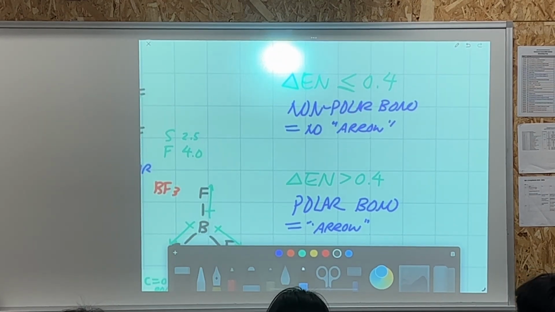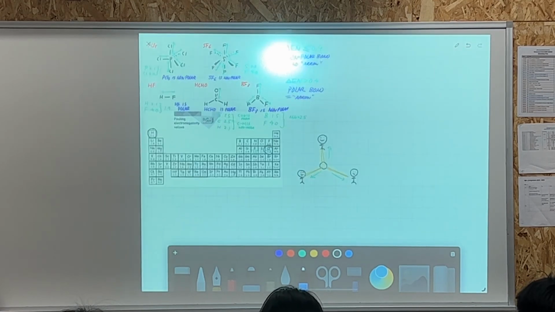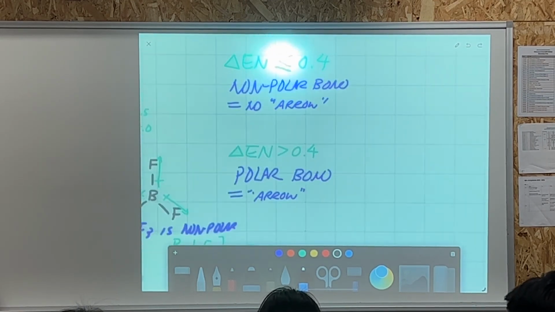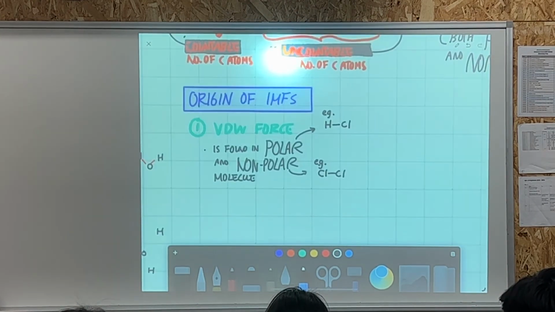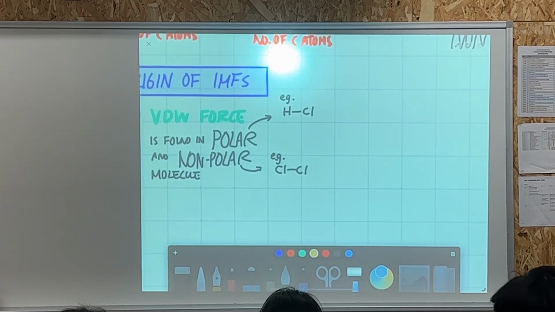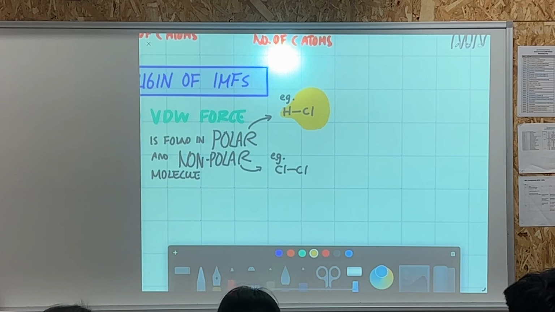So before we answer any question on whether a molecule is polar or not, or a bond is polar or not, we need to first ask for the electronegativity. Then we calculate the difference and see if it's larger or smaller than 0.4. Then we will know if a bond is polar. Once you know that a bond is polar, what does a polar bond mean? It means there is an uneven sharing of electrons. And a non-polar bond means there is an even sharing.